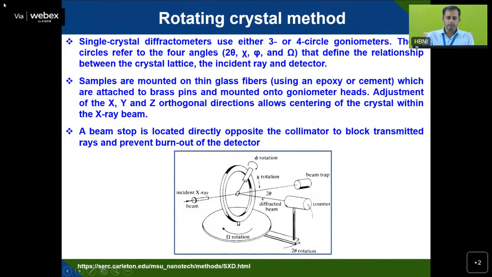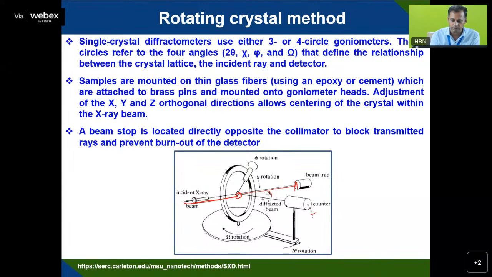If you see a single crystal XRD, that is mainly the rotating crystal method, the sample is here at the center of this ring, and the incident beam is coming from this direction. The X-ray beam comes in this side, and then you have a beam stopper here. The direct beam will be stopped by this beam stopper, and the diffracted beam will be detected by the counter, the detector. Here the single crystal diffractometer uses either a 3 or 4 circle goniometer. Each circle here refers to an angle.